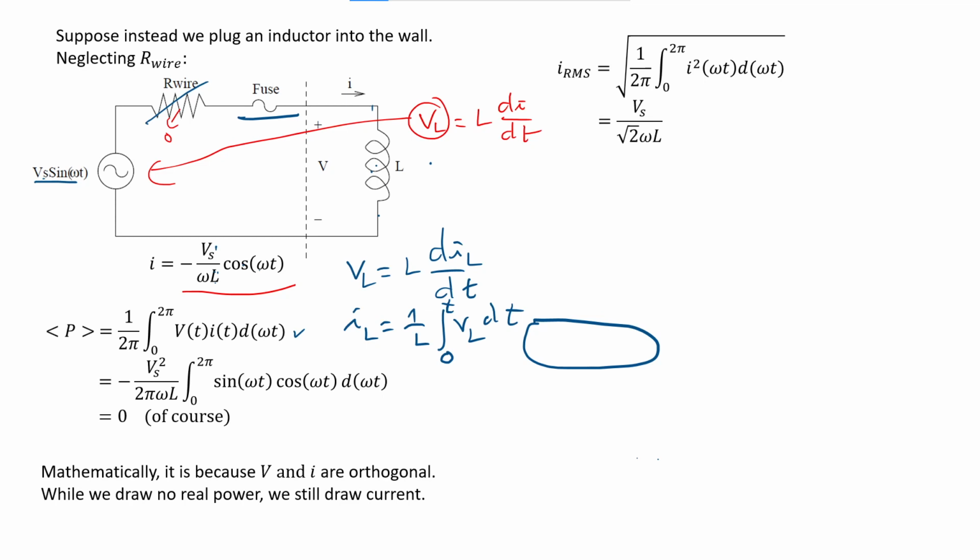Okay, this is how we compute the root mean square current. Actually, the root mean square current is 50 amps with this source and this size of inductor, right? So this current destroys the fuse.